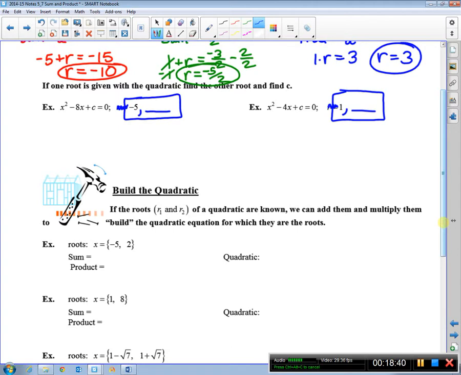And we'll use our quadratics for clues. A is 1, B is negative 8, and I don't know C. So we're working with the sum. Negative b over a will be negative of negative 8 over 1. The sum of my roots is 8. Negative 5 plus r should be 8. So that makes r 13.